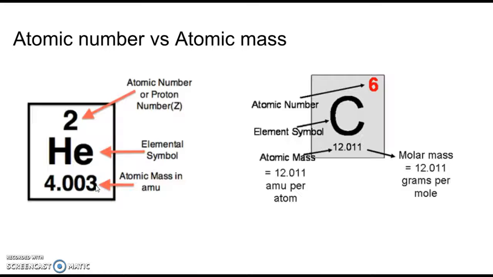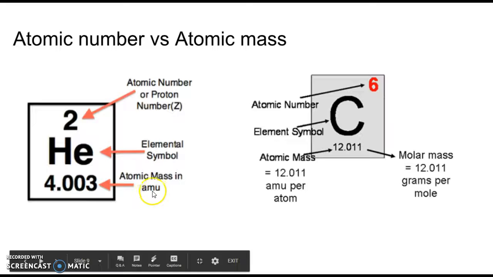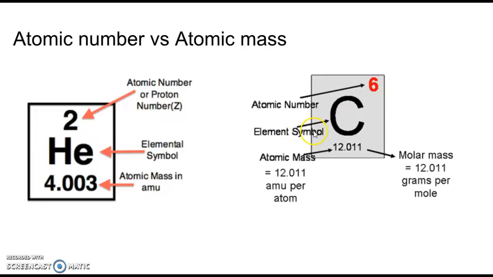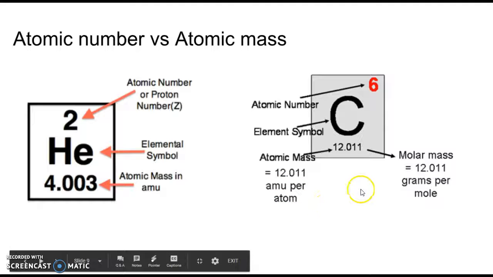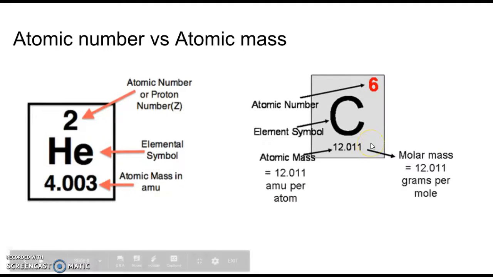4.003 or 12.001 or 1.001 or 14.01. Whatever it is, it will have a point something. And that's in AMU, which is atomic mass unit. Now over here in carbon, you'll see atomic number, element symbol, and then atomic mass, which is atomic mass unit per atom.